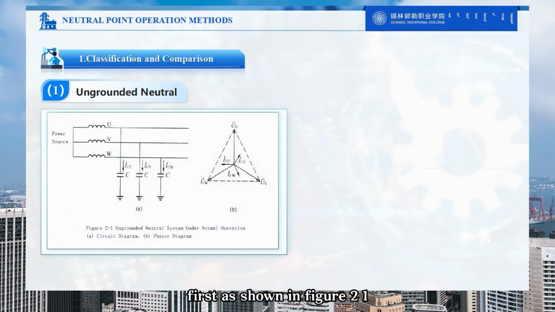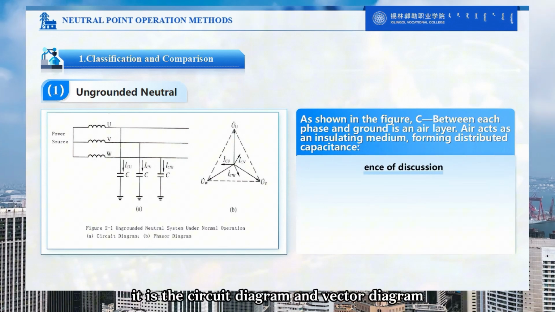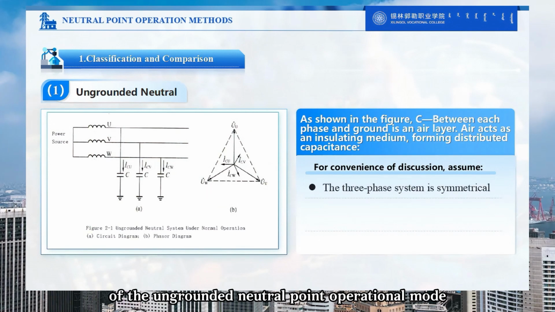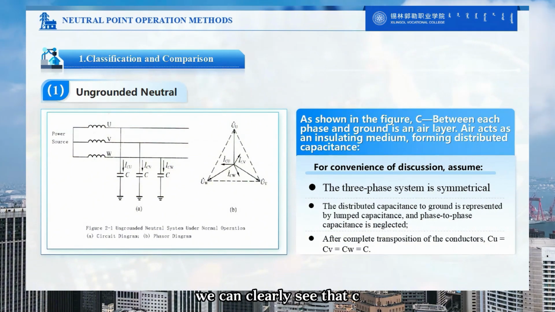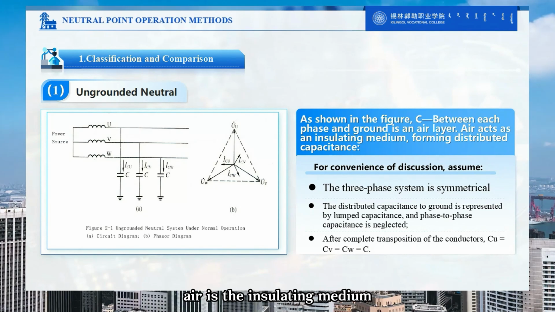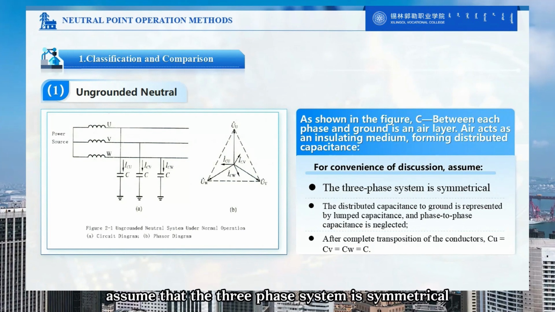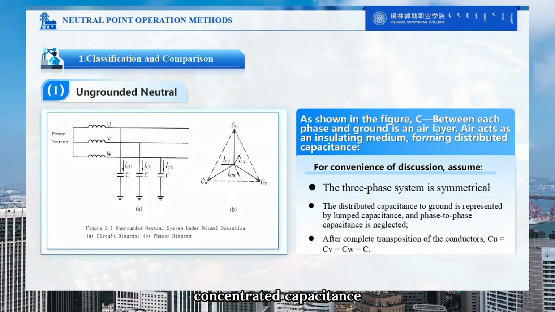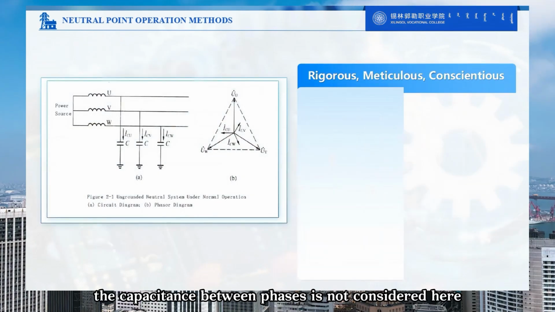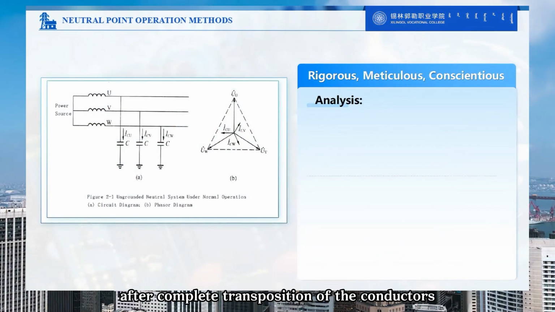First, as shown in figure 2-1, it is the circuit diagram and vector diagram of the ungrounded neutral point operational mode. From the figure, we can clearly see that C represents the distributed capacitance between each phase and the ground. Air is the insulating medium. And to facilitate analysis and discussion, we uniformly assume that the three-phase system is symmetrical. The distributed capacitance to ground is represented by concentrated capacitance.